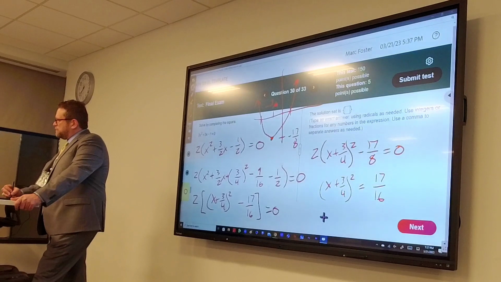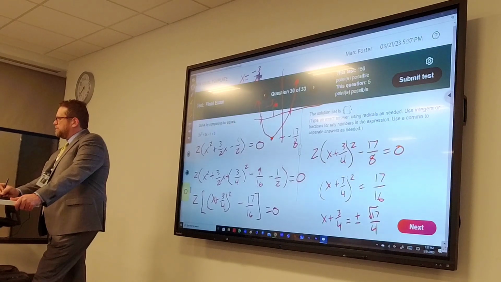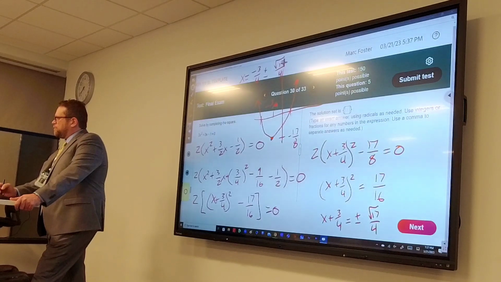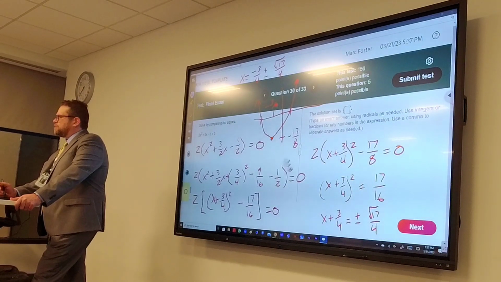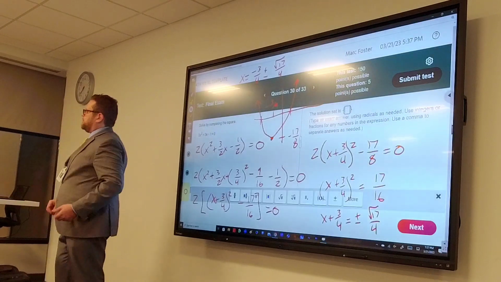on both sides, so that way x plus 3/4 is equal to plus or minus the square root of 17 over 4. And now you're done, because it's x equal to minus 3/4 plus or minus the square root of 17 over 4. You would get exactly the same thing if you did the quadratic formula, because that is where the quadratic formula came from, was from us completing the square.